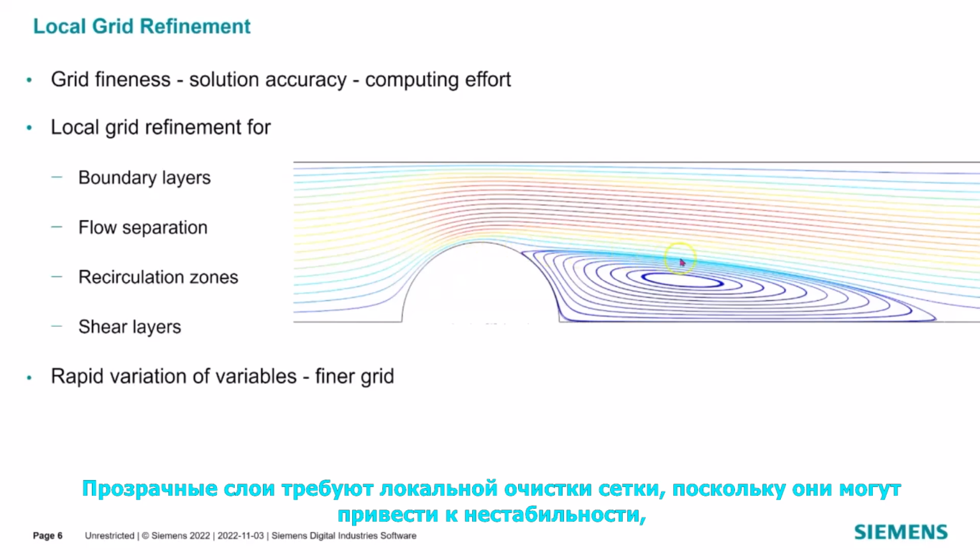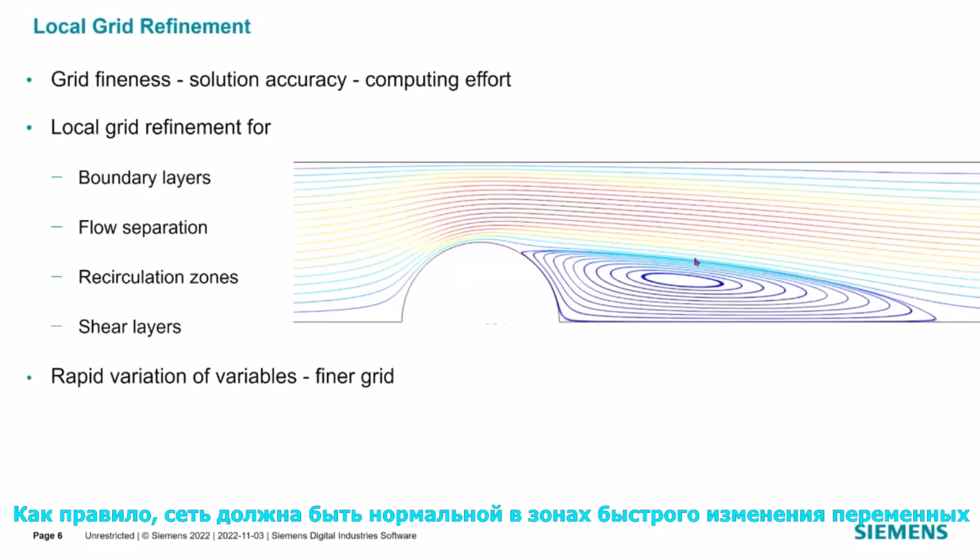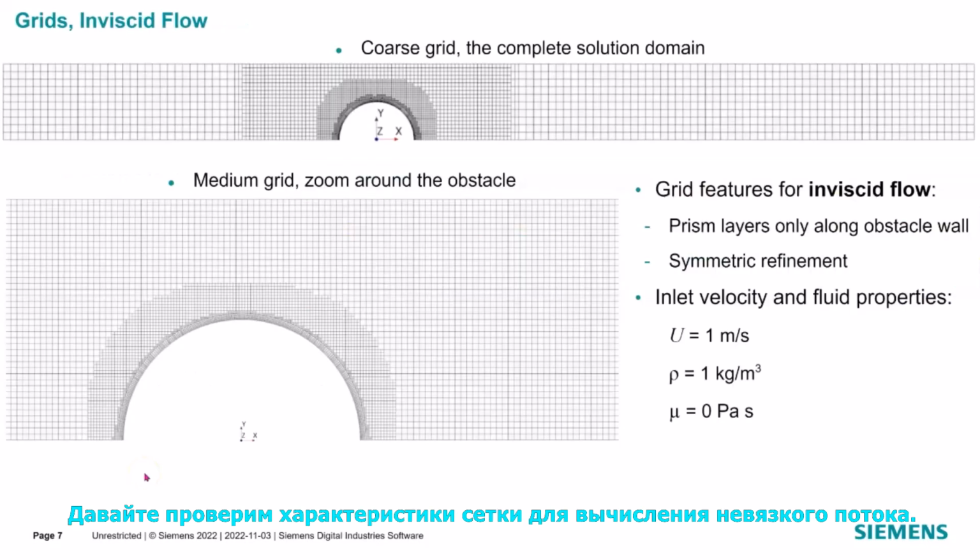Shear layers require a locally refined grid because they can cause instabilities, transition to turbulence, and vortex shedding. In general, the grid needs to be finer in zones of rapid variation of variables, pressure, velocity, etc., compared to zones of moderate variation. Let's check grid features for the computation of inviscid flow.